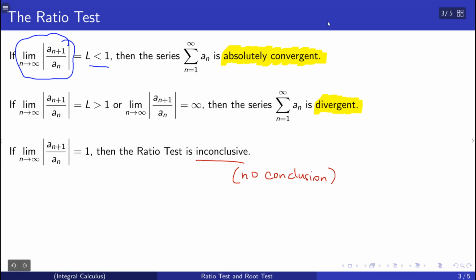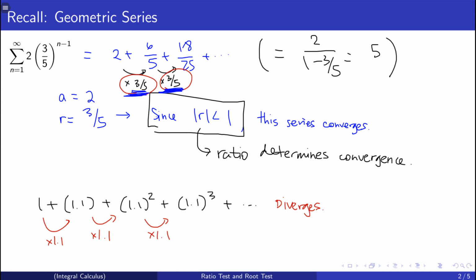So I'll give you an example of how we can apply the ratio test to more general series. Again, for geometric series, it's pretty clear. Your common ratio here, a sub n plus 1 over a sub n, is equal to 3/5 for all n. So when you take the limit of this as n goes to infinity, it's just going to be 3/5, because it's always 3/5. That's less than 1, therefore the series is absolutely convergent.